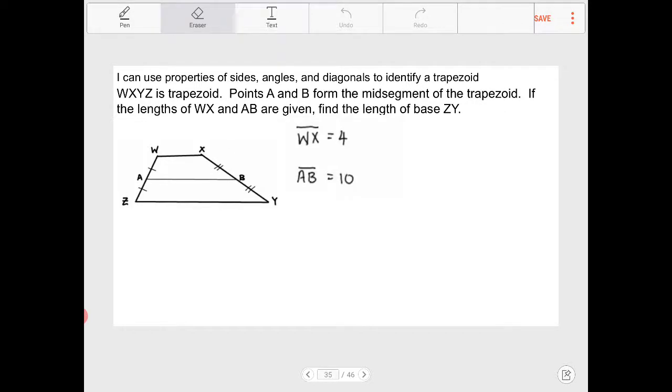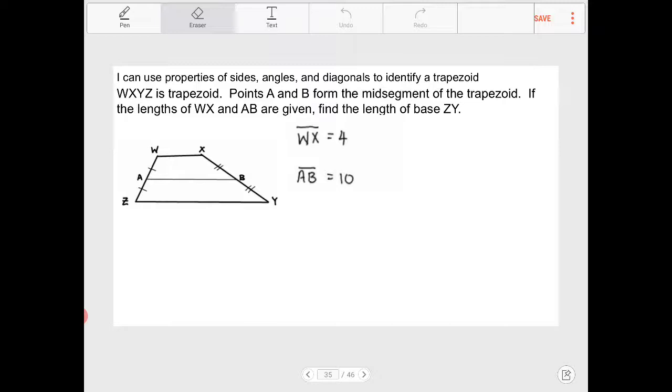All right, WXYZ is a trapezoid. Now there's no mention of whether or not this is an isosceles trapezoid. You're given points A and B, which form the mid-segment of the trapezoid. If the lengths of WX and AB are given, find the length of ZY. So you're given the length of AB. You're told the length of WX. Now you're asked to find out what ZY is.